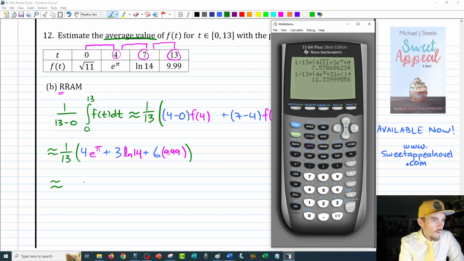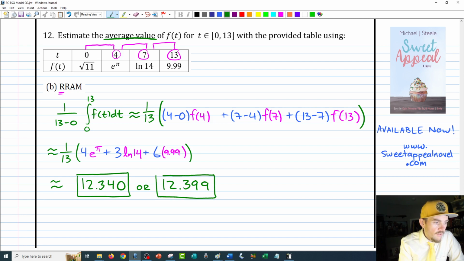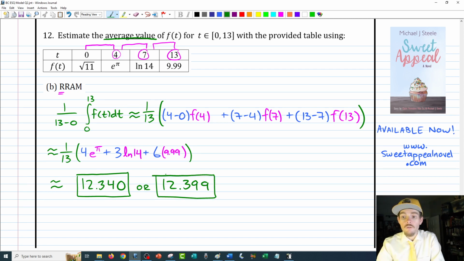So as a heads up, one way you could write that is 12.340. That would be the rounded version of the answer. If you preferred the truncated version, that would be 12.399. And of course, both are accepted as correct in this case. We are looking for your answer to be accurate to at least 3 decimals. Those are both accurate to at least 3 decimals.